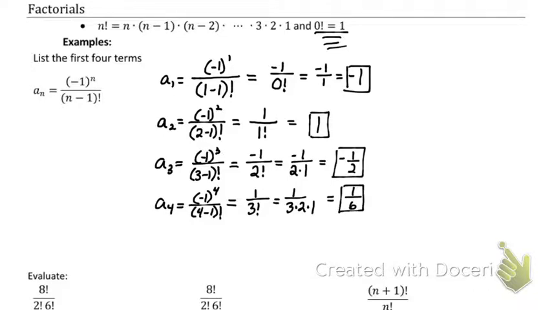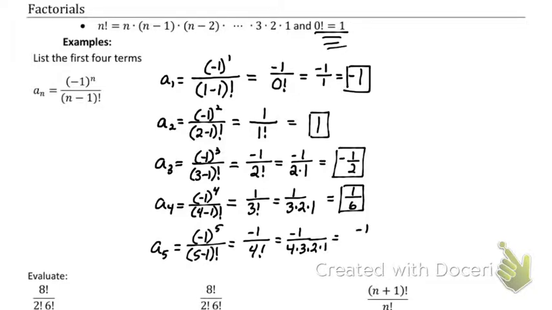I know it says we're going to do 4, but we're going to do 5 terms, so we can see the factorial in operation. That will be negative 1 to the 5th over 5 minus 1 factorial. Negative 1 to the 5th is a negative 1 over not 5 factorial, but 4 factorial. And that should equal negative 1 over 4 times 3 times 2 times 1. Well, 4 times 3 is 12, times 2 is 24. Negative 1 over 24.